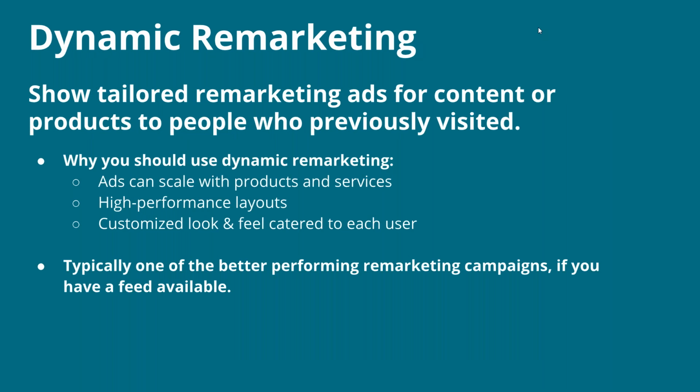Second, I want to go into dynamic remarketing. This allows you to show tailored remarketing ads for content or products to people who've previously visited. If you had to choose one type of remarketing, I definitely say using dynamic remarketing. If you have a feed available, that's obviously key. If you have a feed and products available, dynamic remarketing is great because it actually will scale with the products and services that you offer.